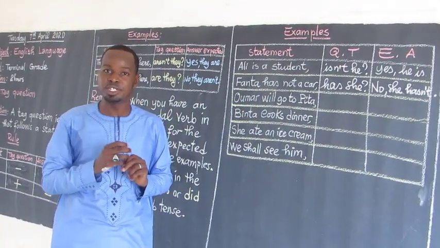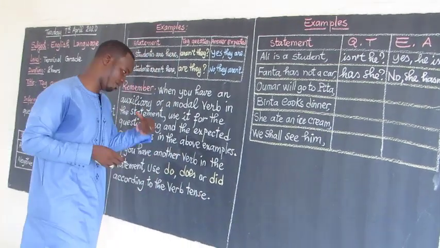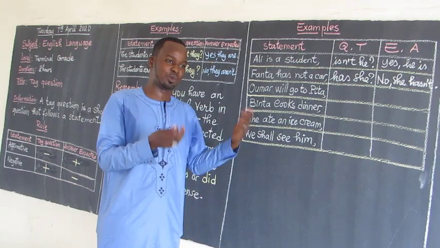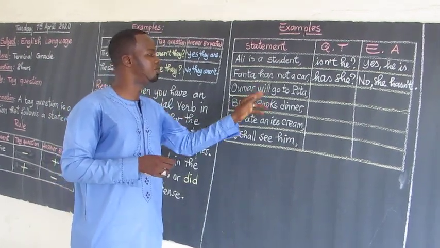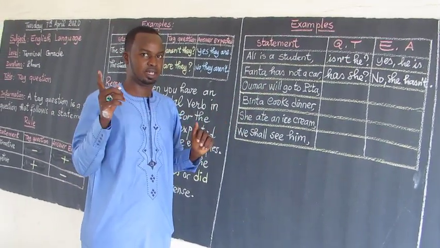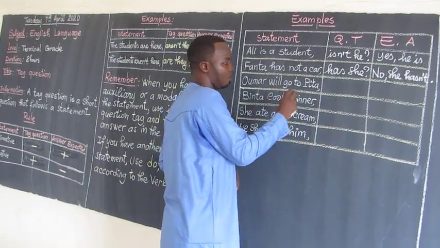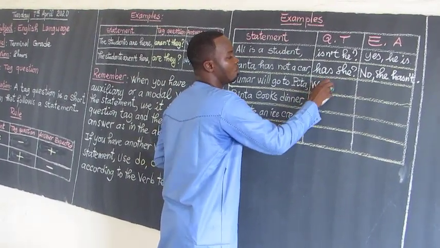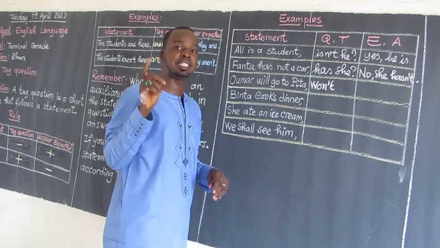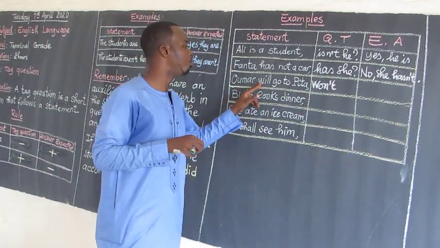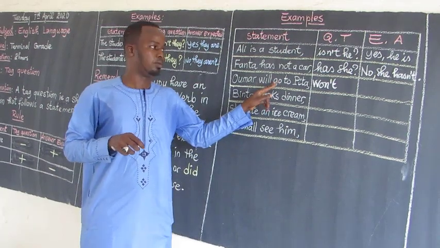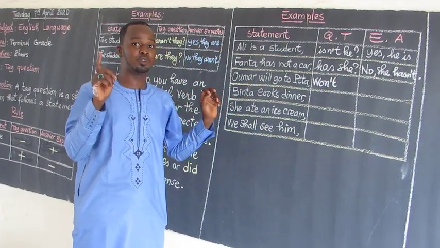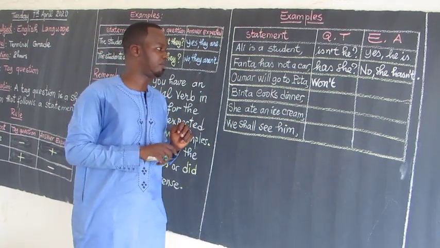The next one, Uma will go to Peter, has a modal verb, will. So we have to use it. As we said here, when we have an auxiliary or modal, we have to use it to ask the question and give the answer. We have to use will. Negative tag question. We have to say won't. Won't is the contracted form of will not.